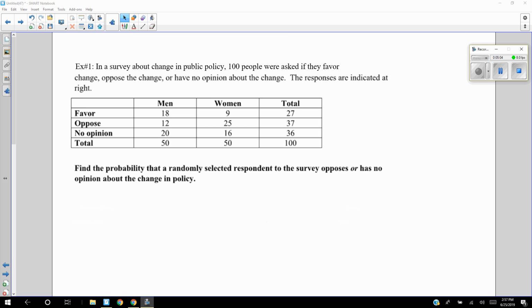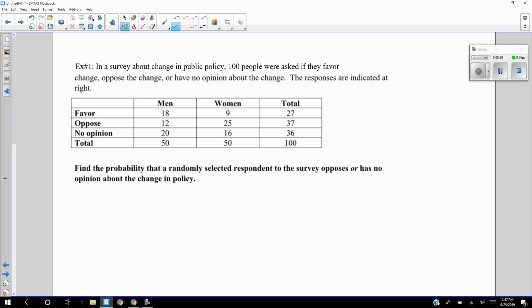All right, so example 1, we're looking at a survey about change in public policy. 100 people were asked if they favor change, oppose the change, or have no opinion about the change. So we've got a table here below. Let's determine if these examples are mutually exclusive or inclusive, and then determine the probability.